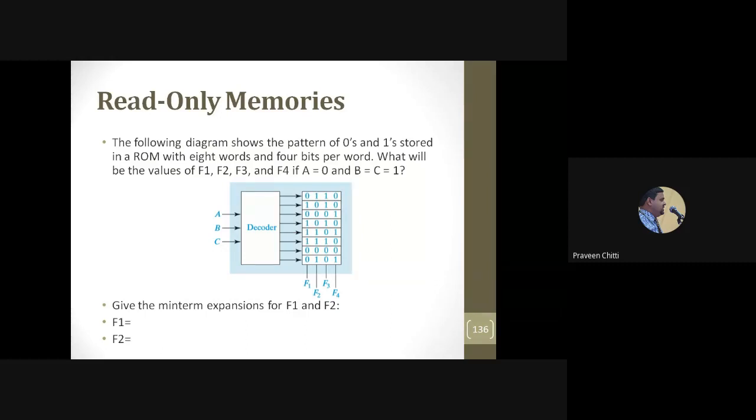Before you leave, I want all of you to take down this example and try to implement this. Everything is given here. You just have to write what F1, F2, F3, F4 are. In fact, they ask only for F1 and F2. You can write the values of F1, F2, F3 for a particular input also. What happens if A is 0, B is equal to 1, C equal to 1? What output are you going to get at F1, F2, F3, F4? And then you have to write the min-term expression for F1 and F2.